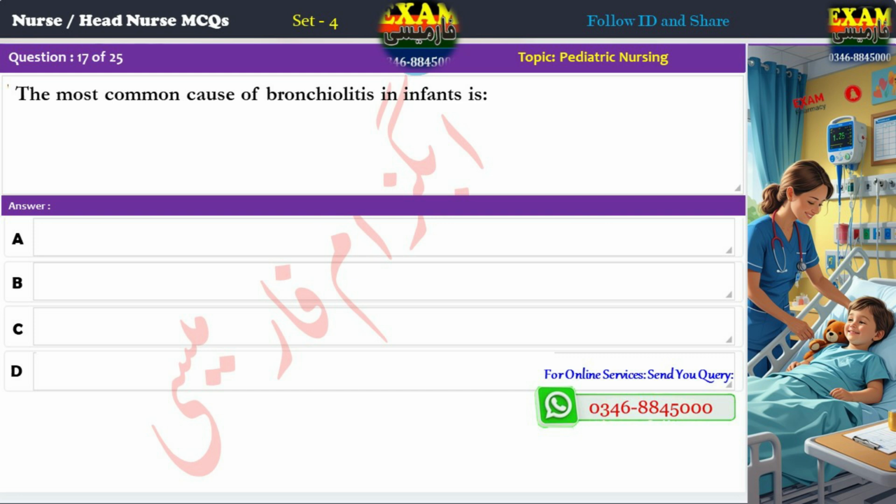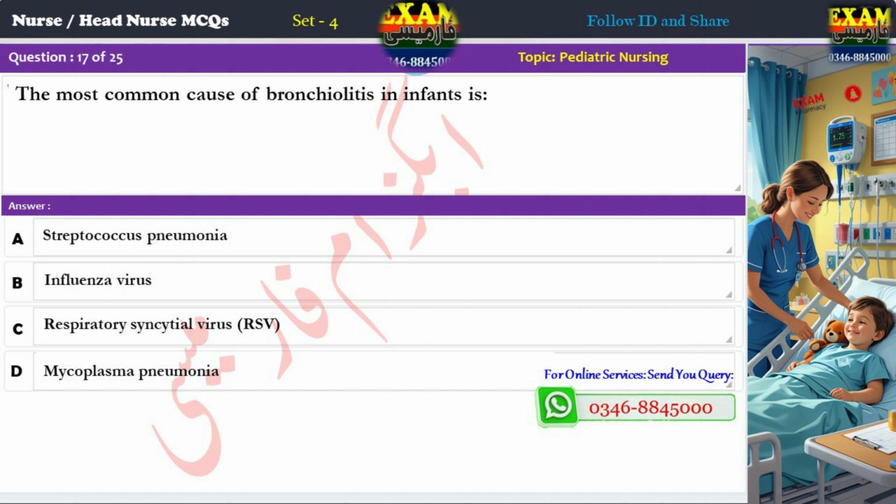Question 17. The most common cause of bronchiolitis in infants is: A. Streptococcus pneumoniae, B. Influenza virus, C. Respiratory syncytial virus, RSV, D. Mycoplasma pneumoniae. Correct answer: C. Respiratory syncytial virus, RSV. Explanation: RSV is the most common cause of bronchiolitis in infants.